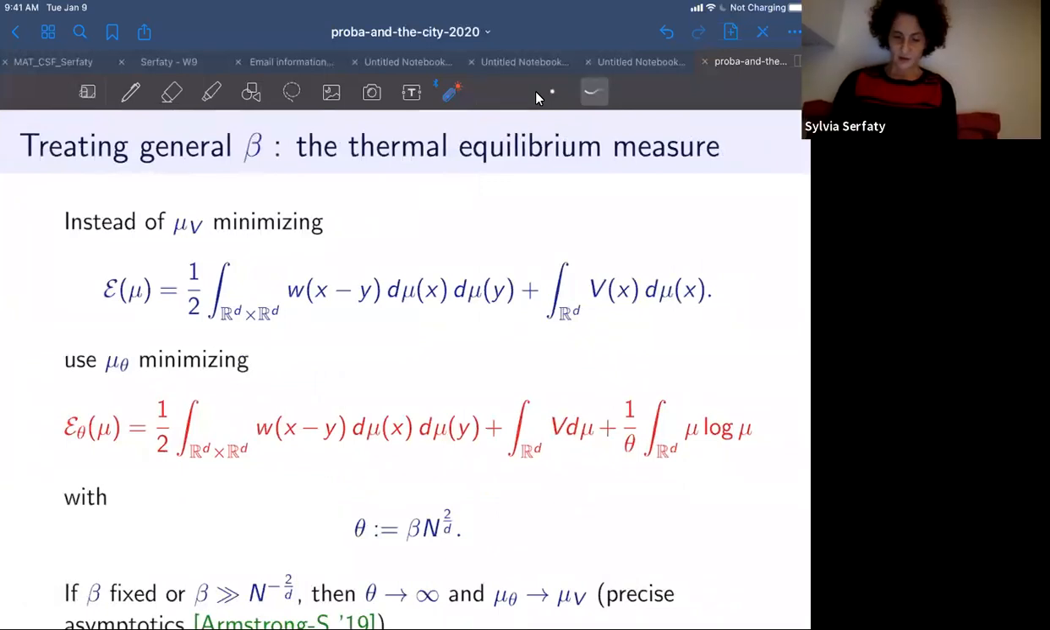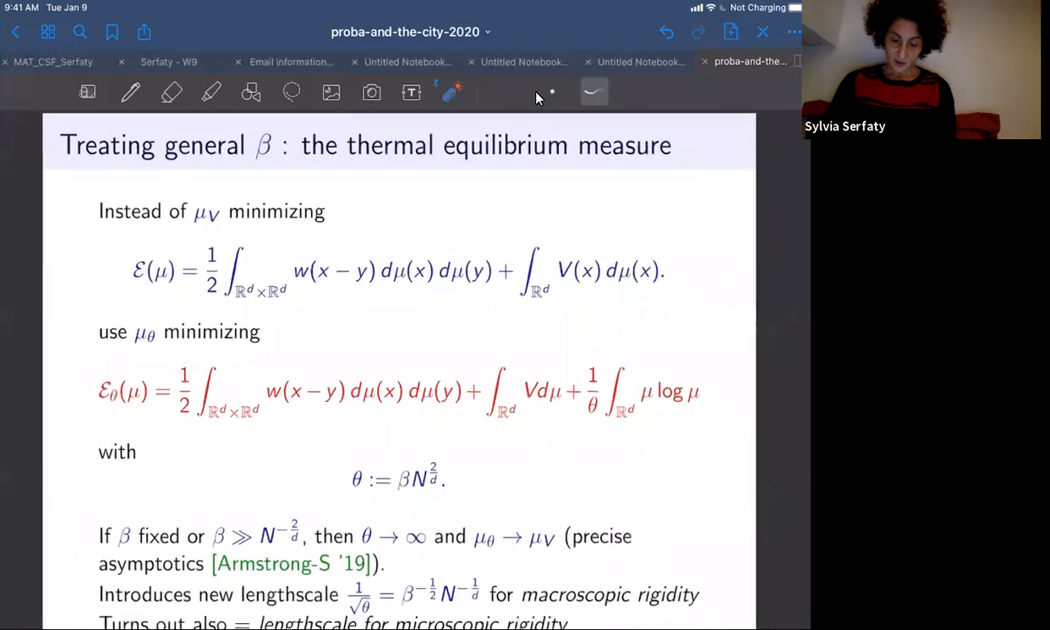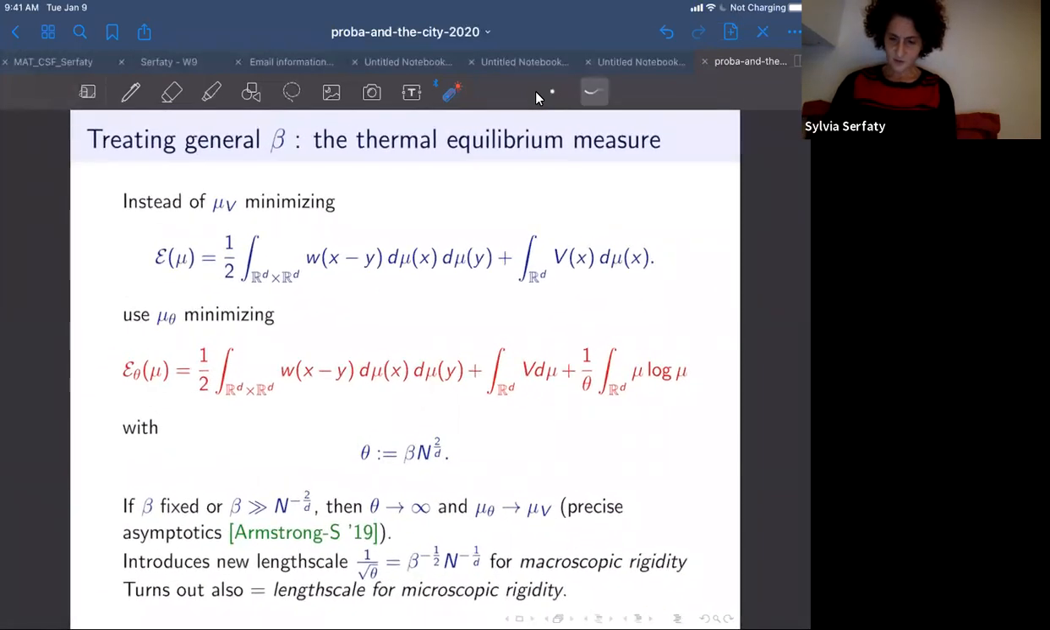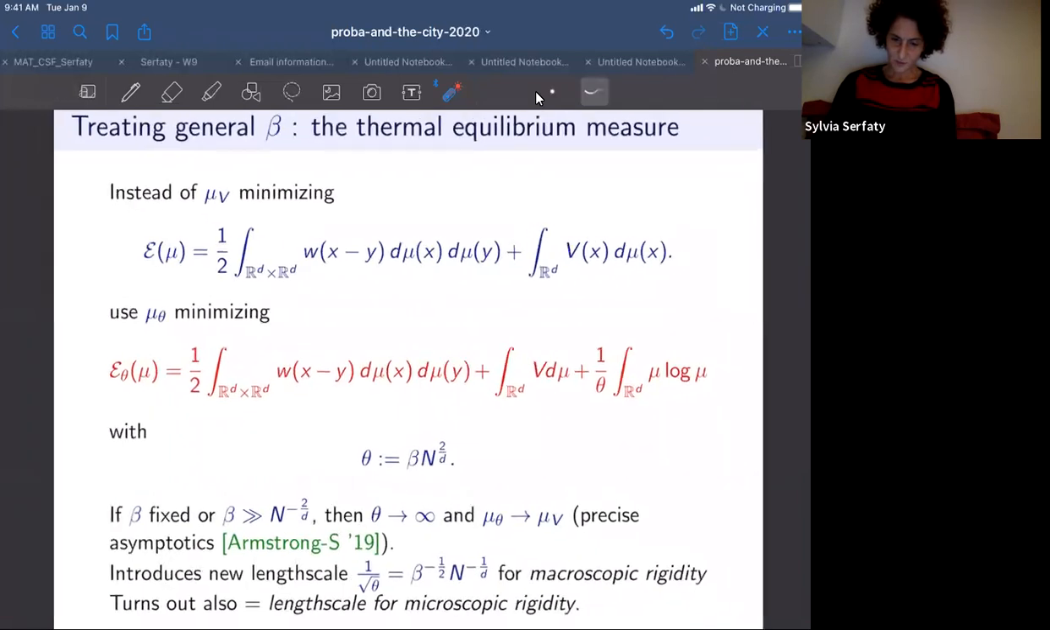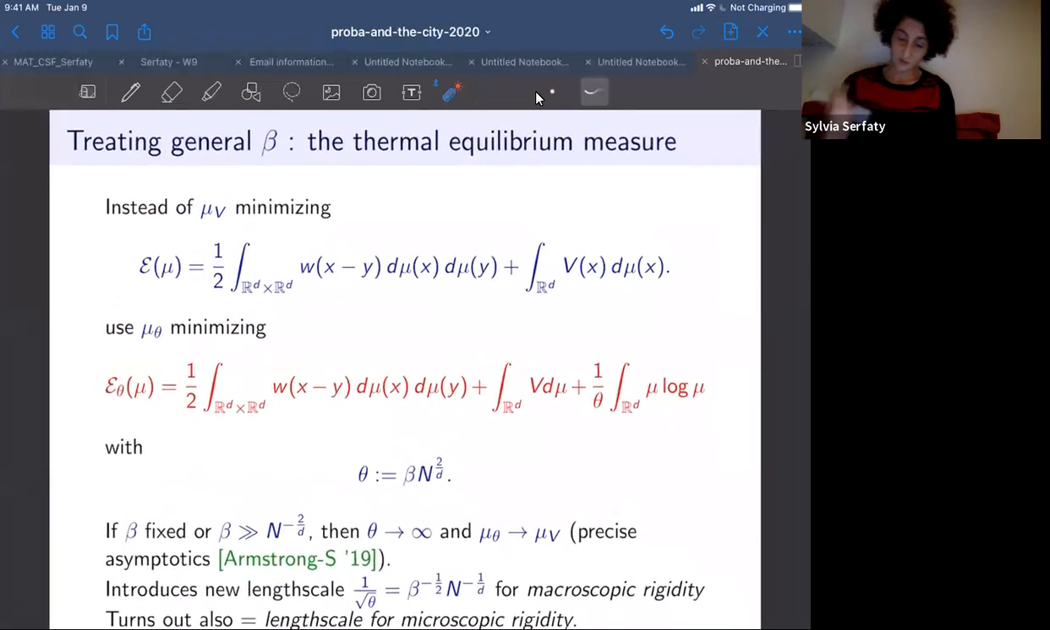Okay, so what I first want to advocate here is the idea of not using the equilibrium measure itself, but a modification of it that we call the thermal equilibrium measure. So, you know, the equilibrium measure minimizes this energy. Instead, I want to take the same energy, but add a little bit of entropy. So add precisely 1 over theta integral of mu log mu, where theta is a new parameter, which is defined like this, beta n to the 2 over d.